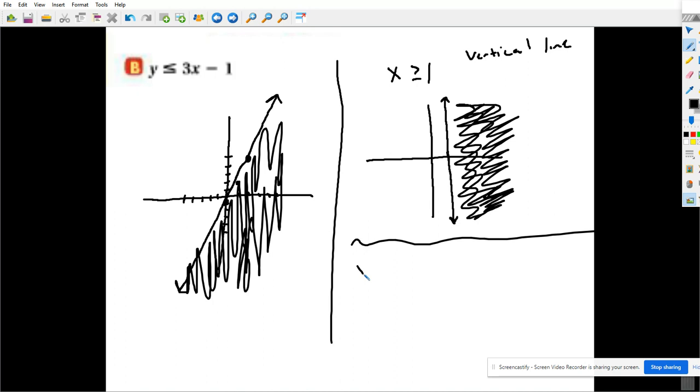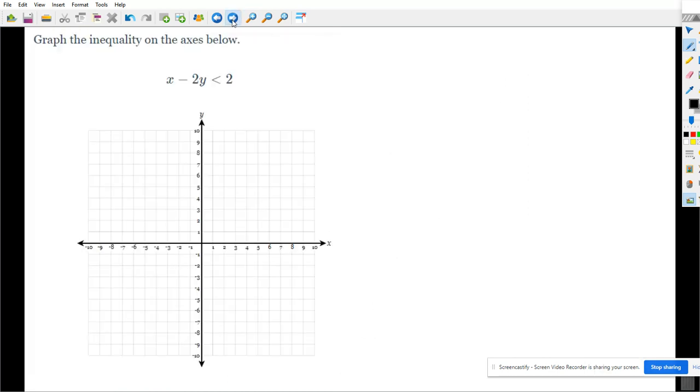If I gave you the inequality y is less than -3, I would know that that's a horizontal line at -3. It's a dotted line. Why is it dotted? Because it's just less than, and I would shade everything below. So the graph would look something like that. So there are 4 examples of that, kind of quick.